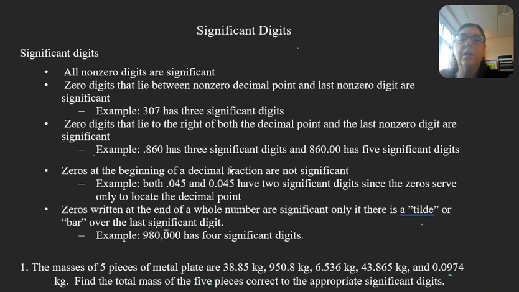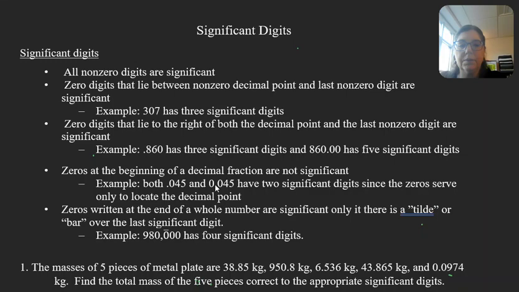Zeros, if they are to the left of a significant digit, then they do not count. So for 0.0, it would need another significant digit on the left-hand side of it in order for it to count, so it only has 2. Same with this one, the 0 is to the left of significant digits and does not have another one, so it does not count.